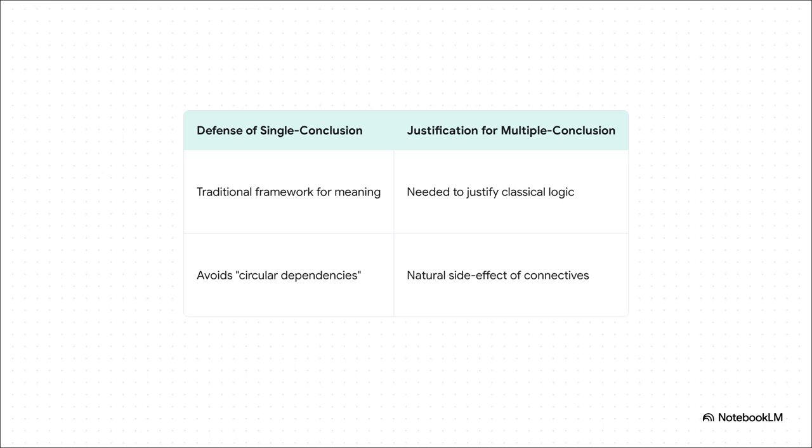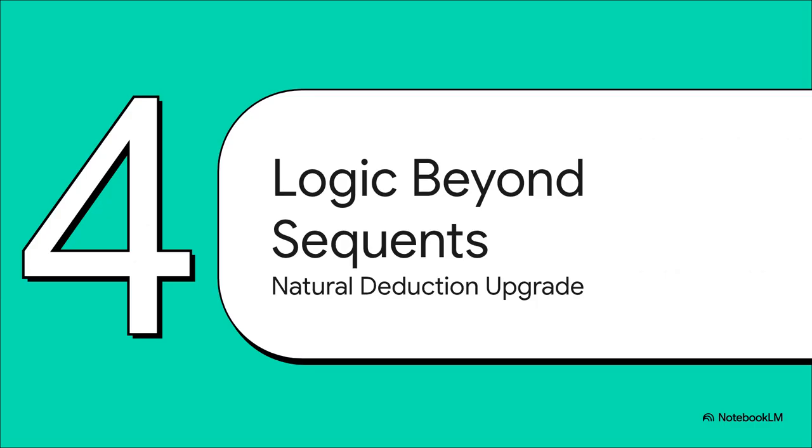But that view really struggles to explain classical logic. Then you've got the multiple conclusion camp. They say, hey, you need multiple outcomes to make any sense of classical logic. They see it as a natural side effect of how words like or and if-then work. The other side fires back, worrying that this creates a messy, circular situation where the meaning of your words all depends on each other. It's a real tug of war. But this powerful idea of having multiple conclusions wasn't going to stay locked up in just one system. Oh no, it broke out and started showing up in other logical frameworks as well, which leads us to logic beyond sequents.